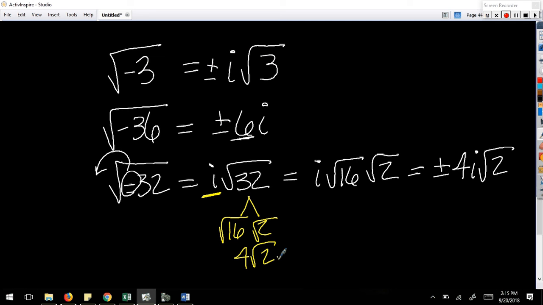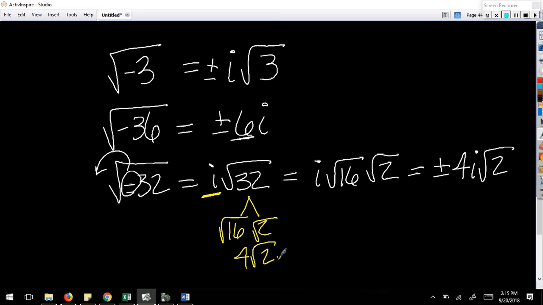All right, so the i always goes in front of the radical and behind the whole number. If it has both, it's in between them. It always goes behind the whole number and in front of the radical.